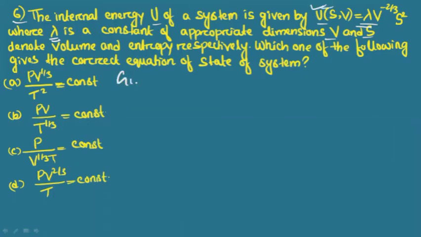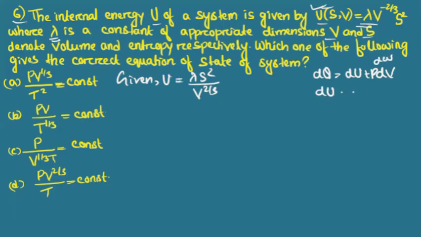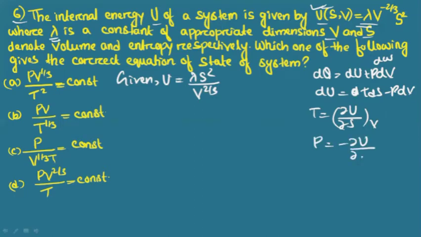So you have the internal energy given to you. U is equal to lambda S square V to the power minus 2 by 3. So I'm writing it in the denominator. So you see, you will write the first law dQ is equal to dU plus PdV. That is dW. So from here you can write dU is equal to, dQ can be written as TdS minus PdV. All right. So from here you can see temperature T will be equal to del U by del S at constant V. And you can write P is equal to minus del U by del V at constant entropy.